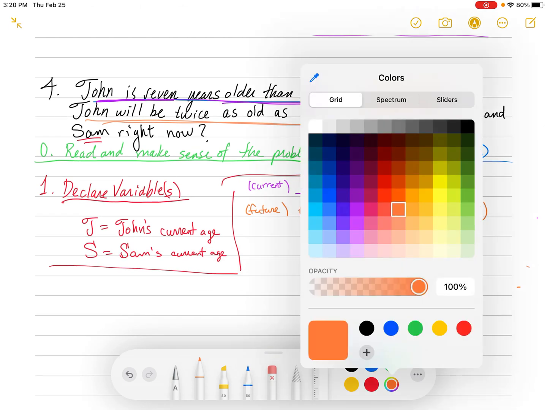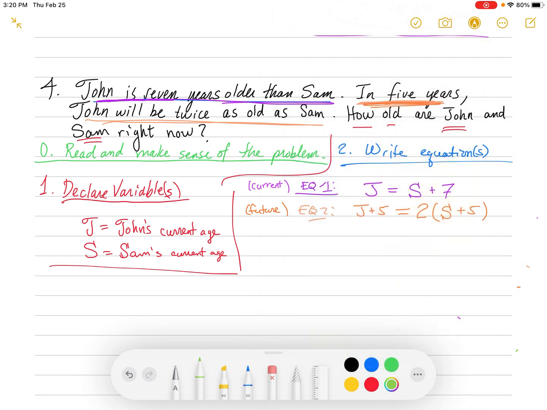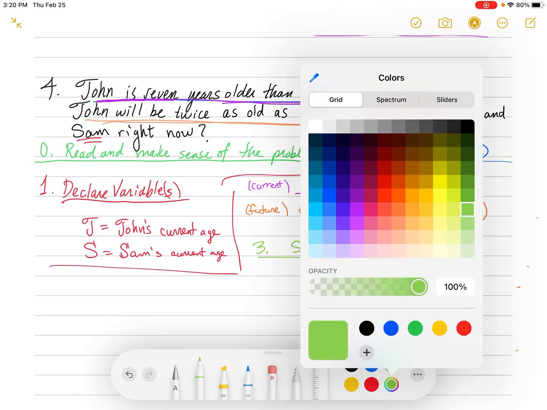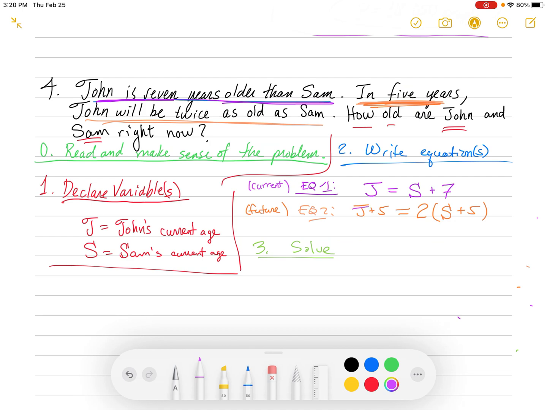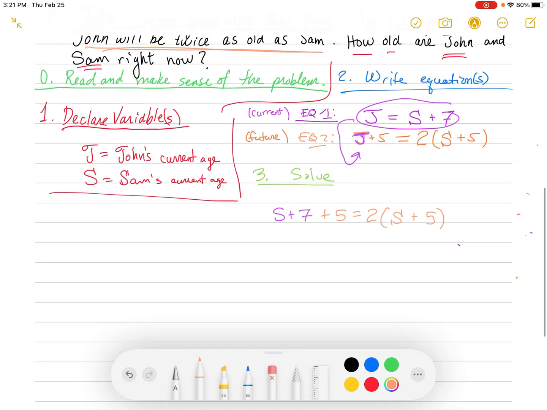Now we want to solve. I'll use this lime green to solve. Step 3, solve. So what I could do, I could take this J right here, see this J? In place of that J, we could put S plus 7. Let's do that. So we'll have S plus 7 plus 5 equals 2 times S plus 5.